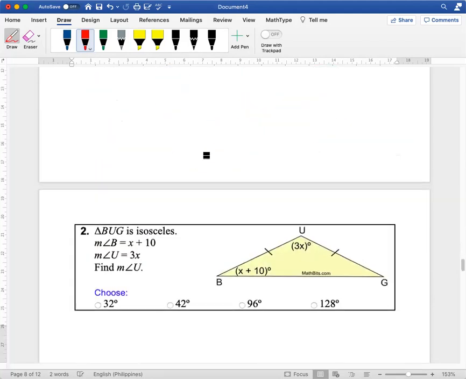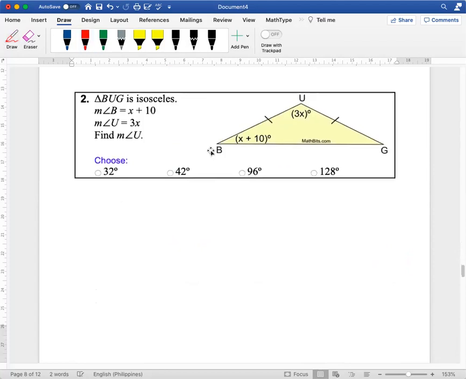So let's move on to item number 2. And again, you can pause the video if you want to answer first, for us to check whether our answers are equal after. So in number 2, triangle BUG is isosceles. As you can see, BUG is an isosceles triangle, and BU and UG are congruent sides. The measure of angle B is x plus 10 degrees, while the measure of angle U is 3x. And we need to find the measure of the angle U.